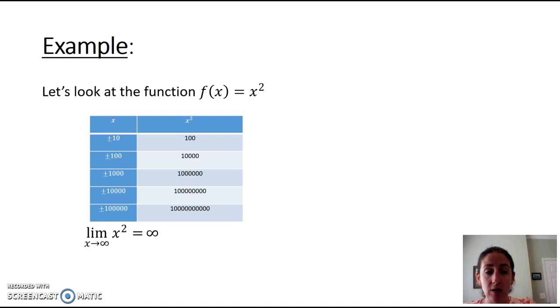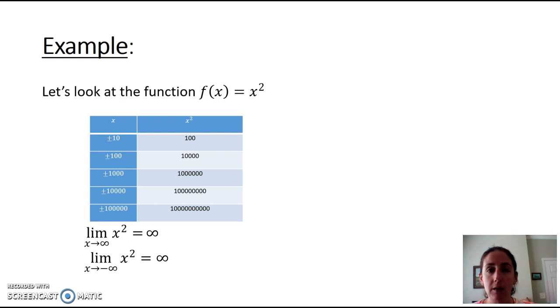That means as x increases without bound, x squared increases without bound. And then the limit as x approaches negative infinity, so as x approaches negative infinity means x increases negative without bound, then your function is still increasing without bound. So the limit as x approaches negative infinity of x squared is equal to infinity. So what does that mean? As x increases in the positive direction, as x increases in the negative direction, both of those are causing your function to increase without bound.